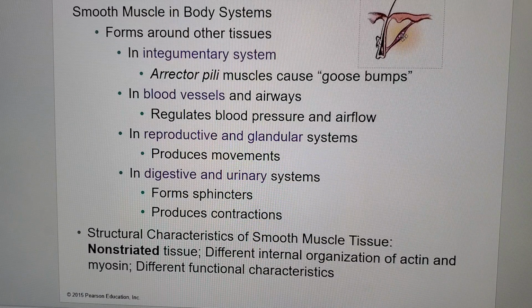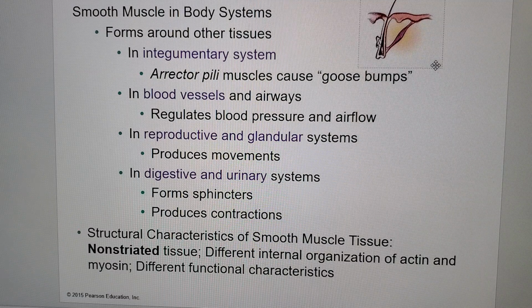This is smooth muscle. Also, smooth muscle is in the blood vessels and the airways. When the blood vessel smooth muscle constricts, the blood pressure will raise. It will go higher. That is not the only aspect of maintaining blood pressure, though. That's only one aspect.